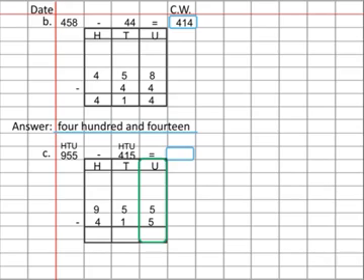5 minus 5 is equal to 0. 5 minus 1 is equal to 4. 9 minus 4 is equal to 5. 955 minus 415 is equal to 540, or 415 subtracted from 955 is equal to 540.